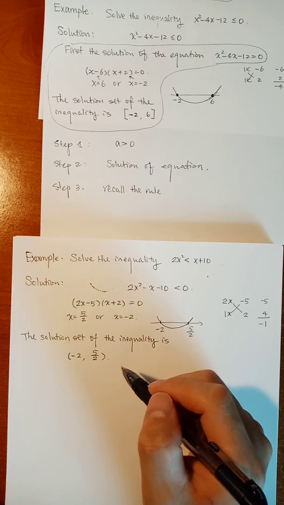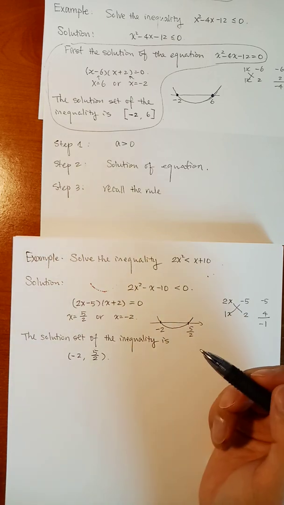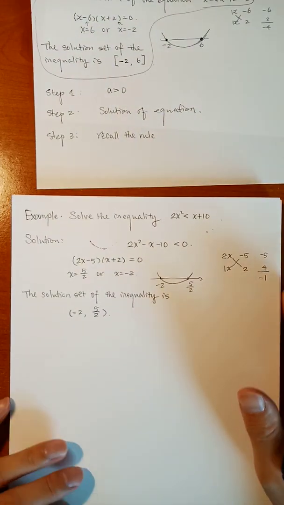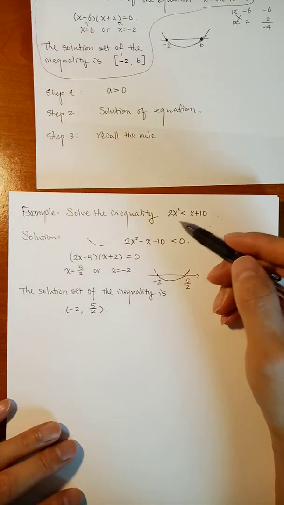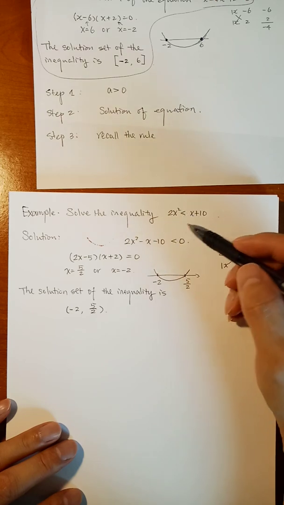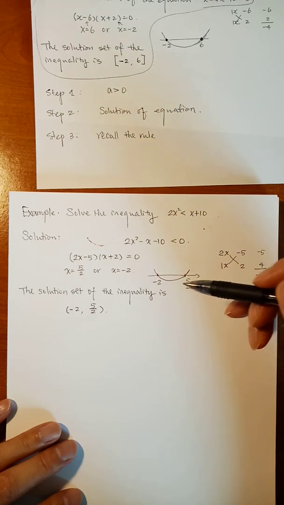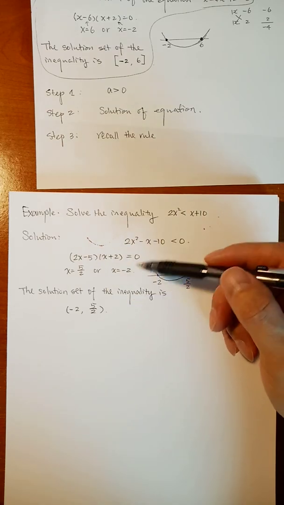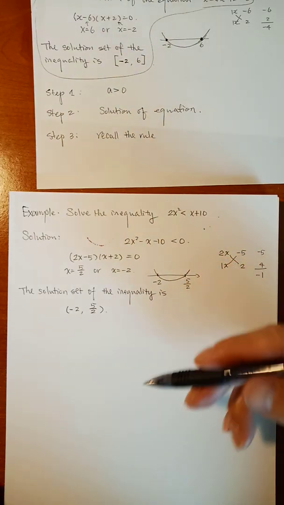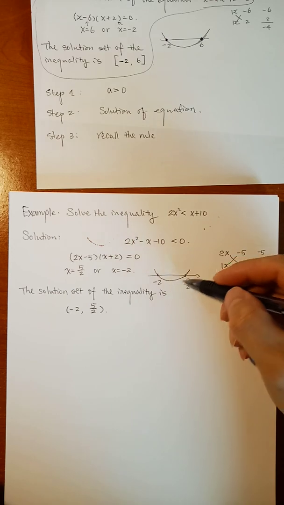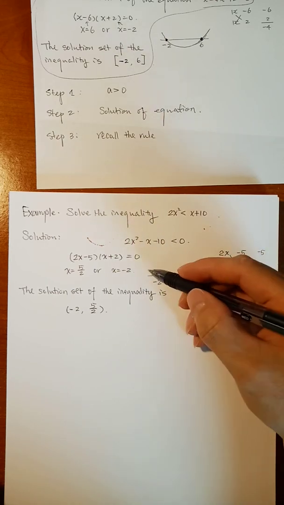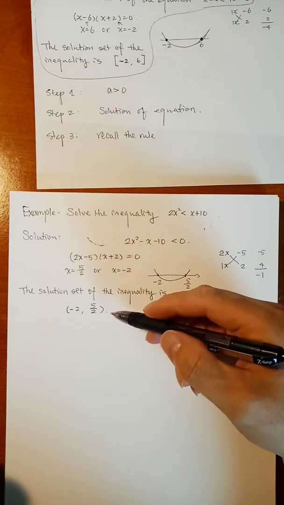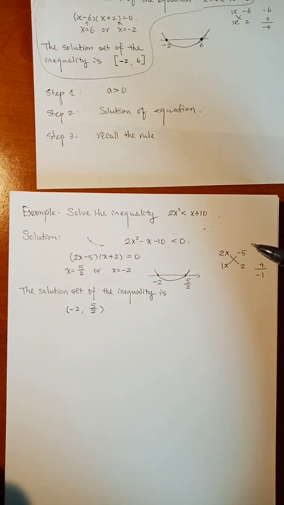All right, so that's a complete solution. You can see that to solve the quadratic inequality, mainly you just solve the quadratic equation. Once you get the solutions of the quadratic equation, you go back to the little graph. With the help of the graph, you can easily determine the solution of quadratic inequalities.